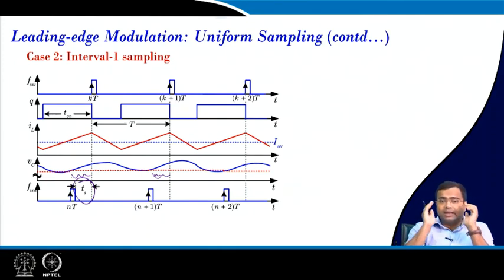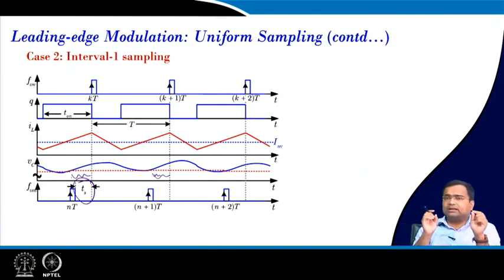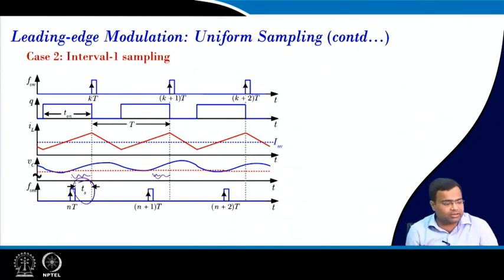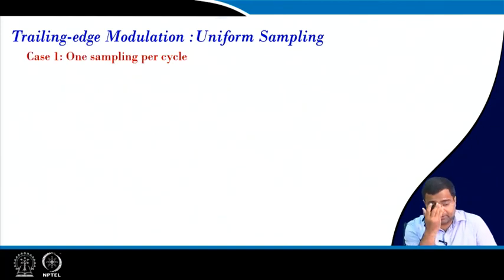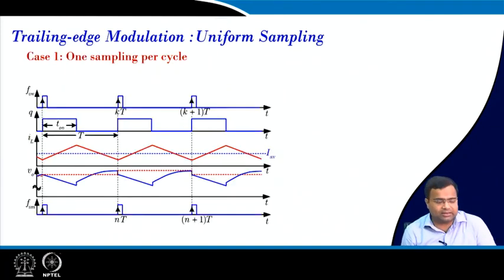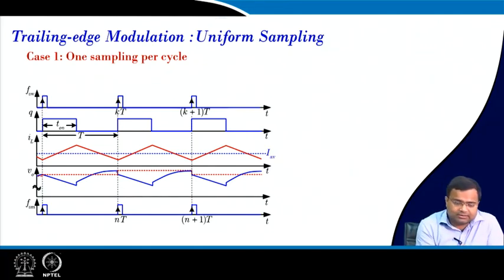So it is equally important, the rate of sampling as well as the timing of sampling, and that will actually affect regulation and stability. There are many aspects that will come. Then you take a boost converter. If you take a boost converter with trailing edge modulation, ideally you sample at this point.